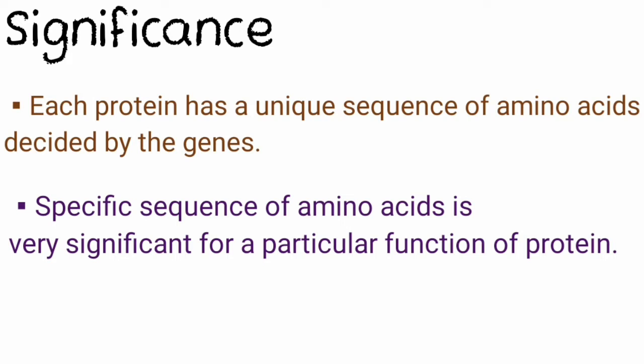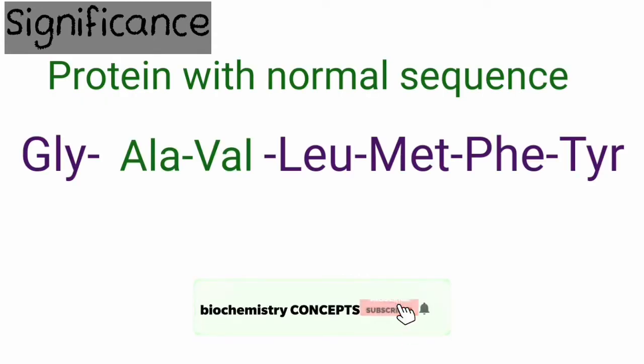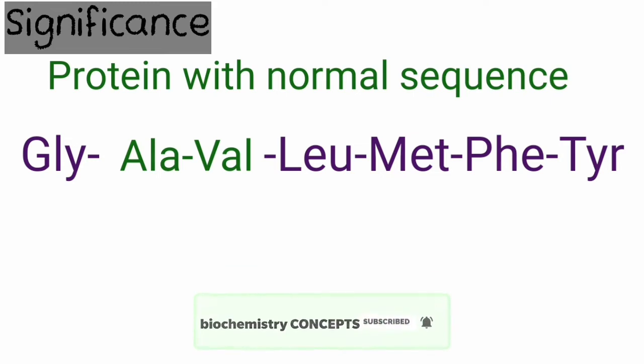Now we'll see the importance of sequence. For example, let us consider there is a protein with normal sequence: glycine, alanine, valine, leucine, methionine, phenylalanine and tyrosine. So with this sequence, this particular protein is functionally active.